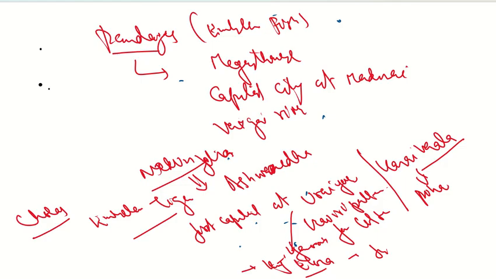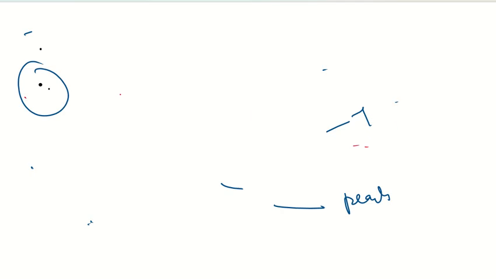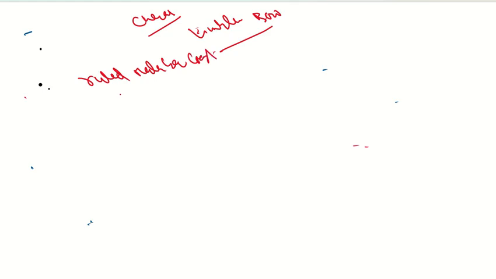Then we have the Cheras. About the Cheras, their emblem is the bow. Please do note it down. They ruled the Malabar coast, present Kerala. The capital was Vanji.